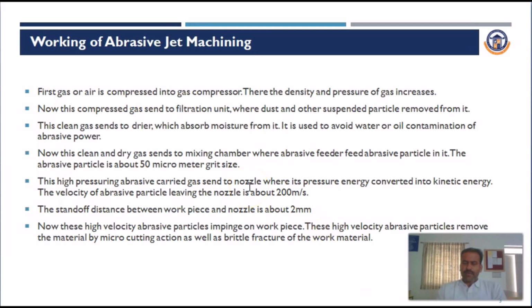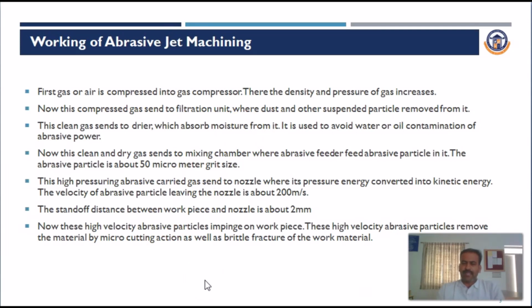Now let us see how the process works. First, the gas or air is compressed in the gas compressor, where the density and pressure of the gas increase. The compressor's work is to increase the gas pressure and density. Once the pressure and density reach a maximum limit, the compressed gas is sent to the filtration unit, where the dust and other suspended particles are removed from it.